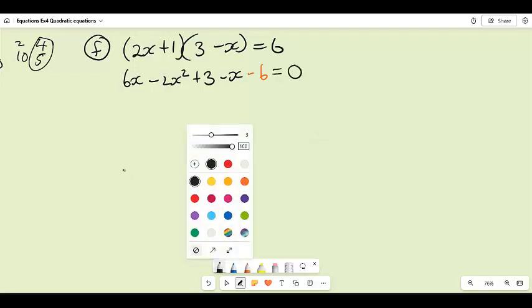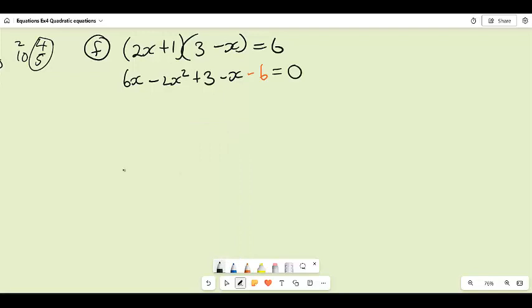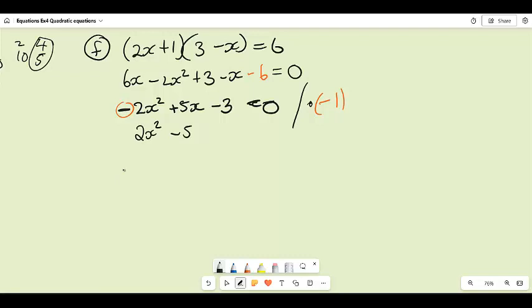Now I'm going to add like terms, and I'm going to put them in the correct order. So it's minus 2x squared. 6x minus x is positive 5x. 3 minus 6 is minus 3, and that is equal to 0. Okay, now what I'm going to do is multiply everything by negative 1 in order to get rid of this minus sign. So to do that, I get 2x squared minus 5x plus 3 equals 0.